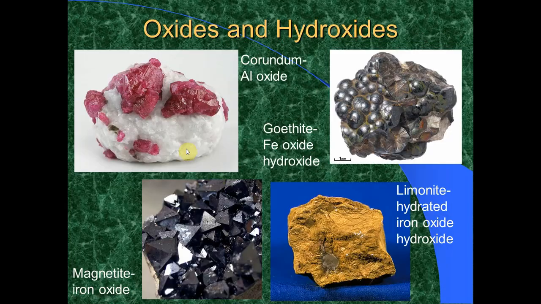Here's our oxides. This is corundum, otherwise known as ruby. This is an aluminum oxide mineral. We have magnetite, an iron oxide mineral. On the other hand, these are our hydroxides. We have goethite here, which is an iron oxide hydroxide mineral. And then we have limonite. This mineral you probably recognize by its more common term called rust. Rust, or limonite, is actually a mineral. It's a hydrated, which means it has water in its structure, iron oxide hydroxide.